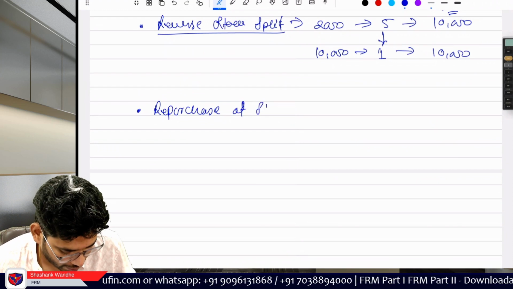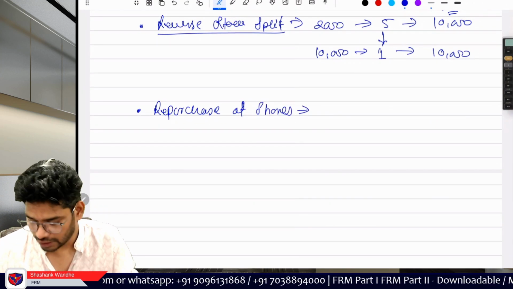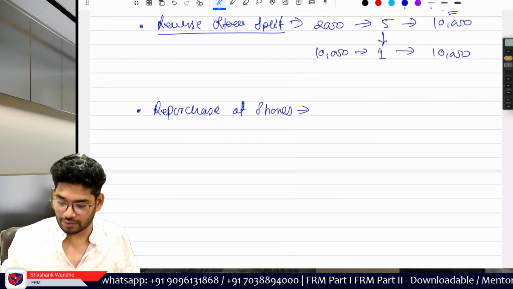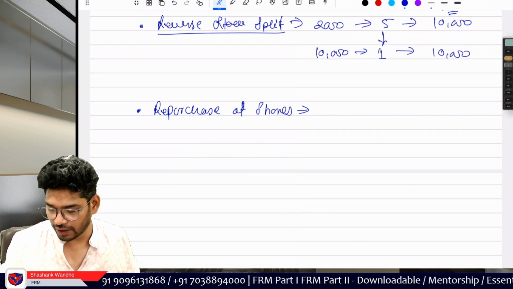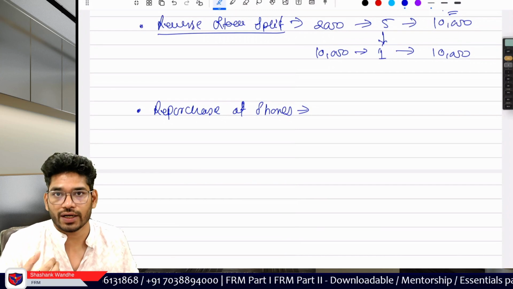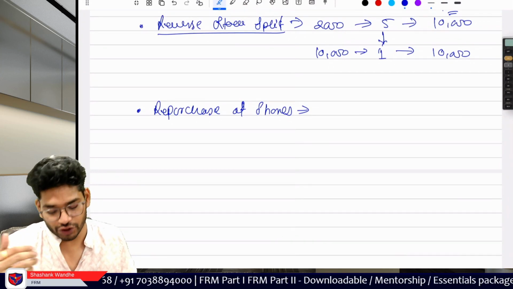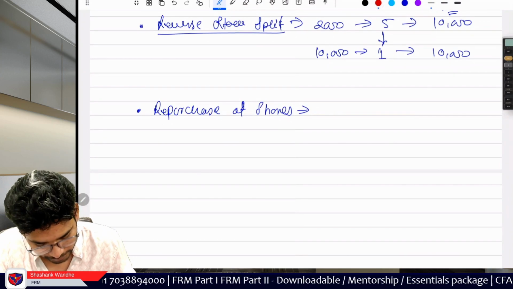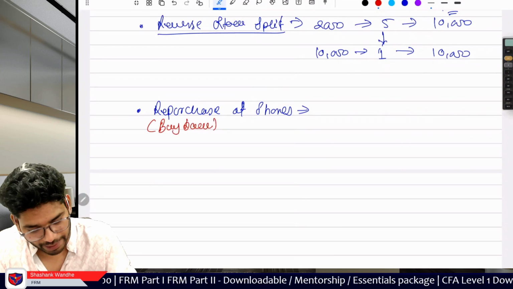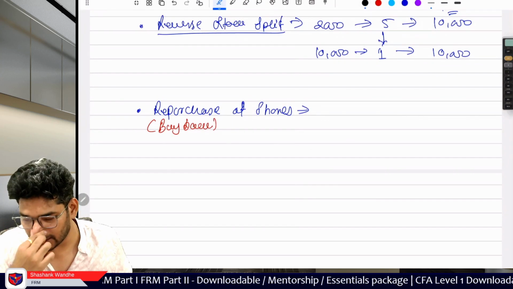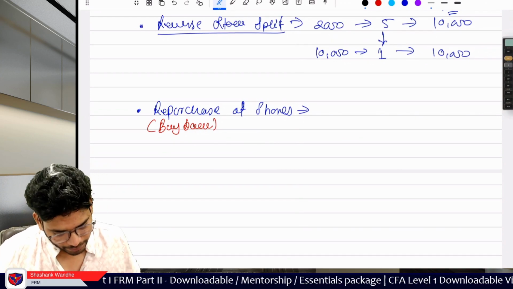Repurchase of shares. Now when the company thinks the shares are undervalued, what will the company do? The company will buy back the shares. Okay, so this is the repurchase of shares. Repurchase or buyback. This is also known as a buyback of shares. So in this case, the calculation is very simple.